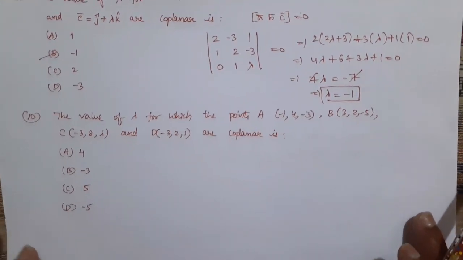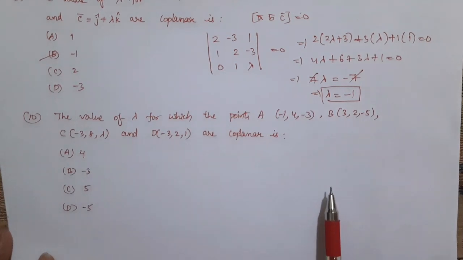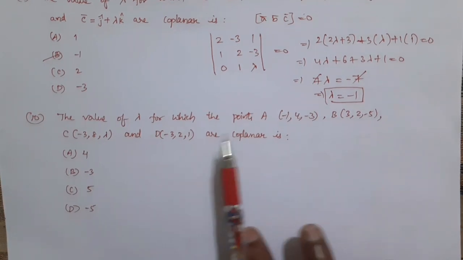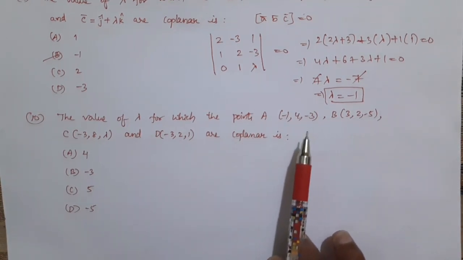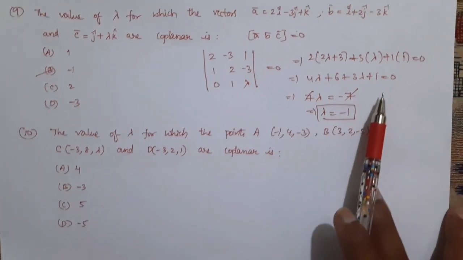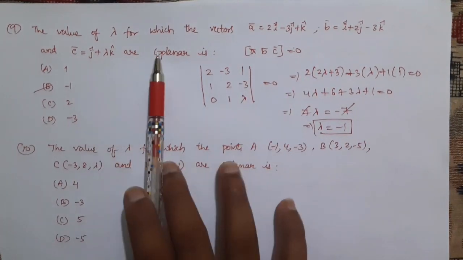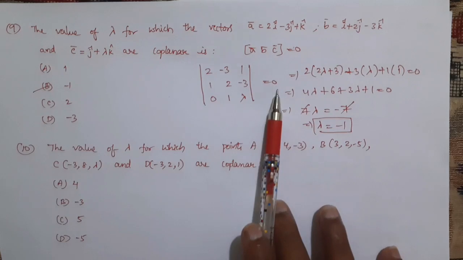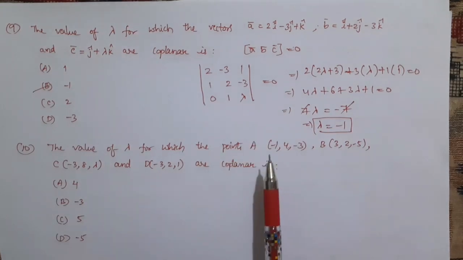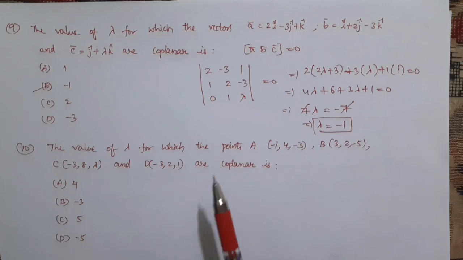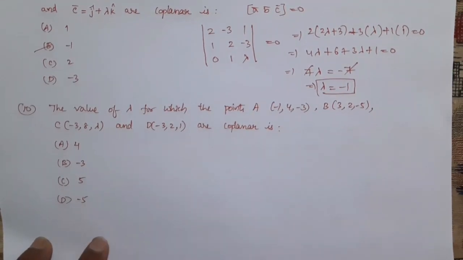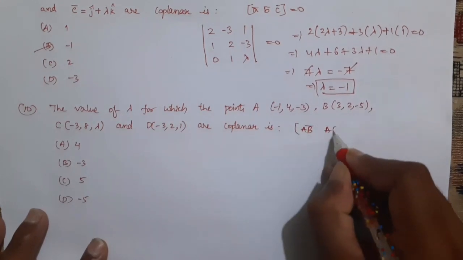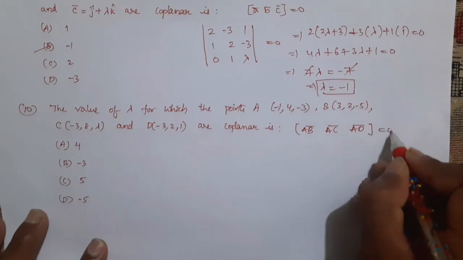Next. This is another different problem. The value of lambda for which points A, B, C, D are coplanar. See here, in this question, A bar, B bar, C bar coplanar means directly we equate the determinant of A bar components, B bar components, C bar components to 0. But here 4 points are given, A, B, C, D. If 4 points are given, how to find coplanar? Here we need to find box AB bar, AC bar, AD bar is equal to 0.